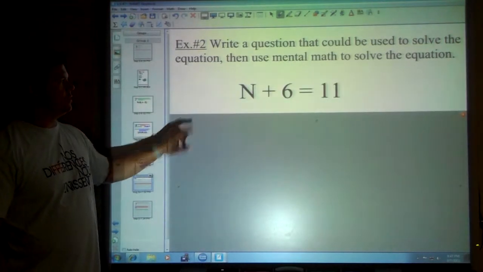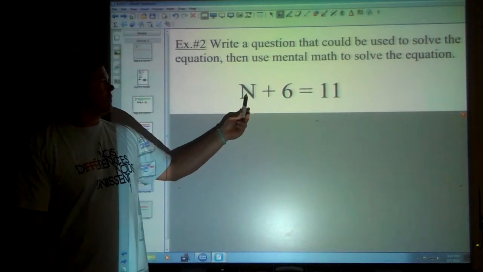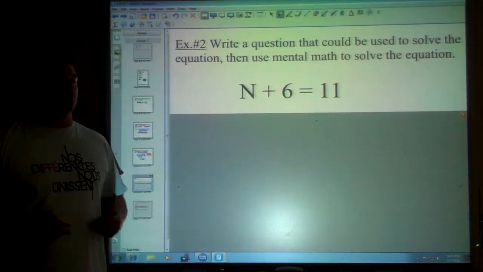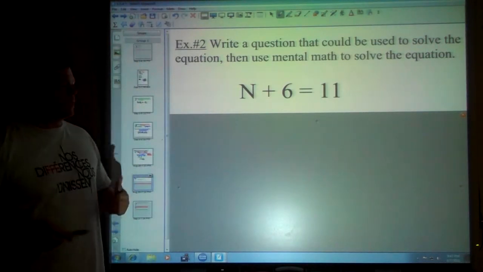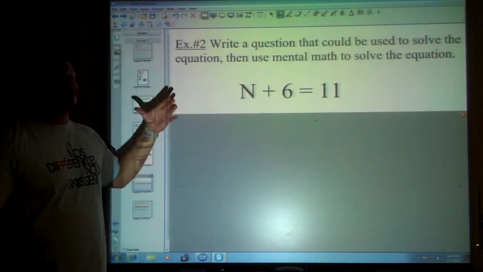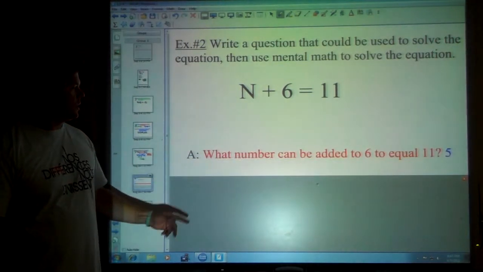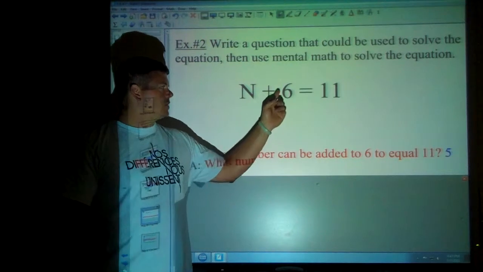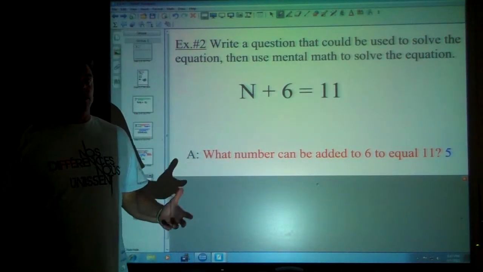So here's the equation. N, an unknown number, N for numbers, pretty good variable, plus 6 is equal to 11. And we need to think of a question that we might be able to ask ourselves so that we could then solve this. It's sort of like reversing the thinking in a way. A number plus 6 equals 11. So here's a possibility. It doesn't mean it's the only answer, but we could say, what number can be added to 6 to equal 11? And that's the question we would ask ourselves.